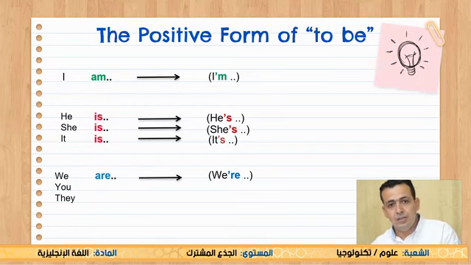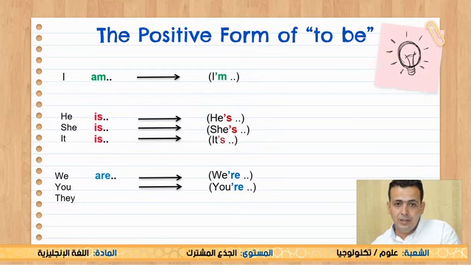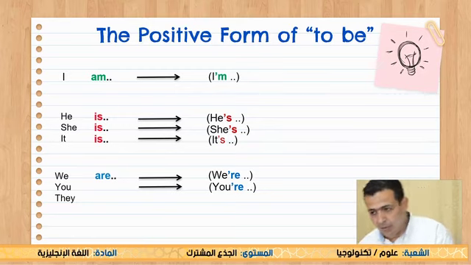And then you finish with something, of course. We are students, we are Moroccans, etc. Either nationality or job or names, etc. Okay. You, it means you, maybe one or more than one. So you are, and it becomes you're when it is shortened. Okay. And then you finish with a name or a job, etc.